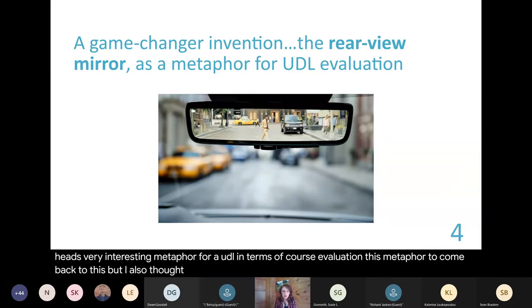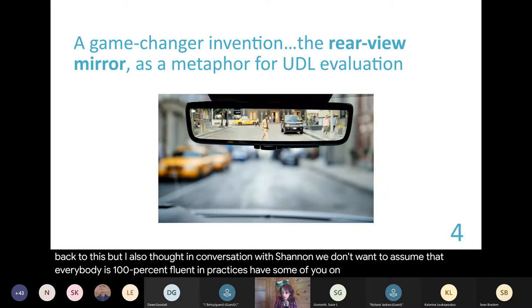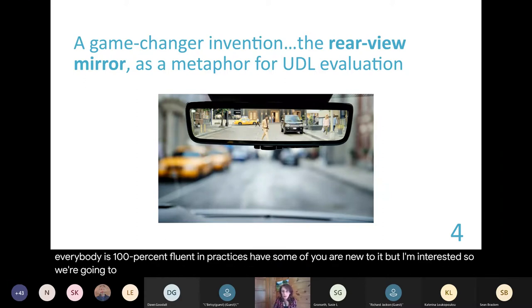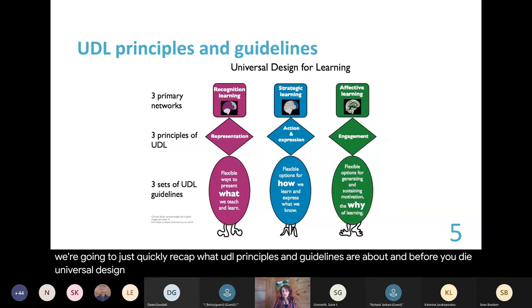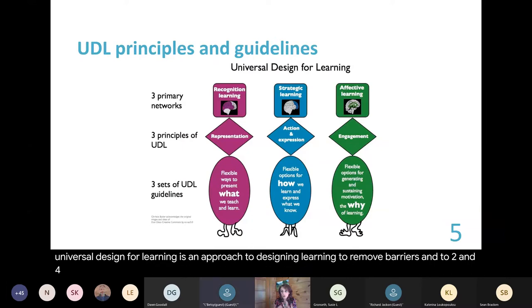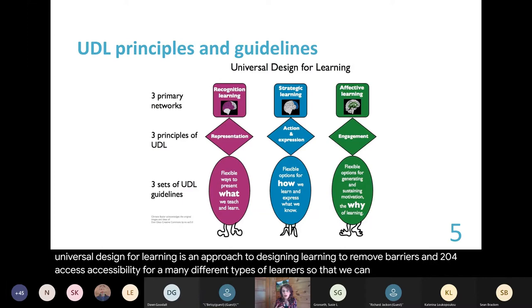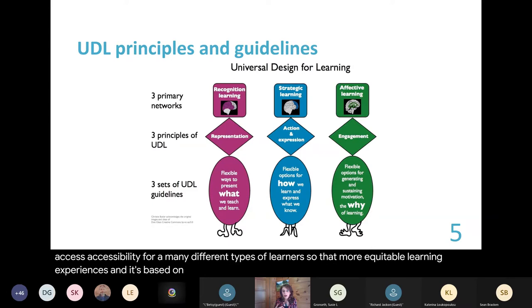I also thought, in conversation with Sean and Betsy, we don't want to assume that everybody is 100% fluent in UDL practices. Perhaps some of you are new to it, but are interested. So we're going to just quickly recap what UDL principles and guidelines are about. And as I was saying before, UDL, Universal Design for Learning, is an approach to designing learning to remove barriers for accessibility for many different types of learners, for all learners, so that we can create more equitable learning experiences. And it's based on brain science on three primary networks.